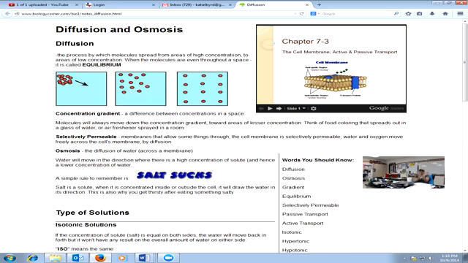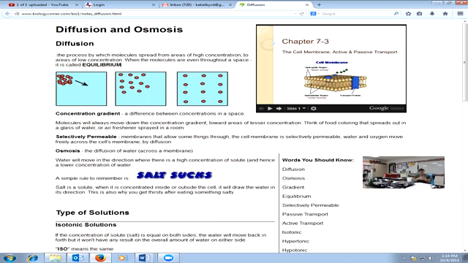let's say you put a membrane between them and let everything move across. Water is going to move from the area where there's more water and less solute to the area where there's more solute, less water, because it's trying to equal those two things out. So wherever there's more solute, it's going to have this ability to pull water with it.